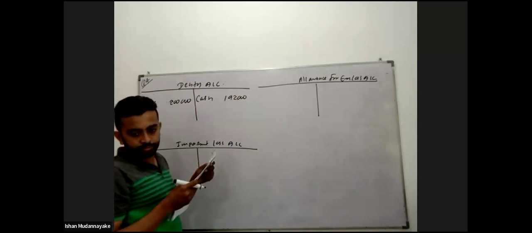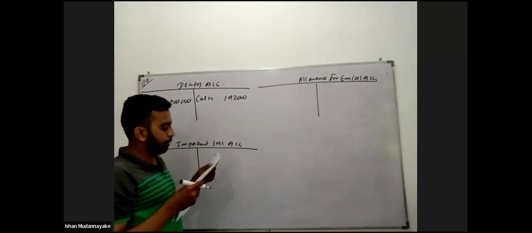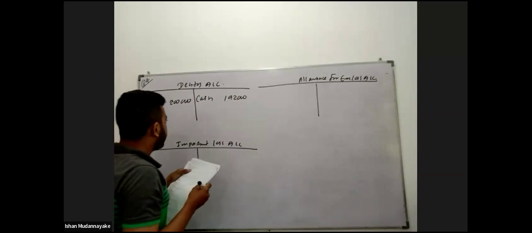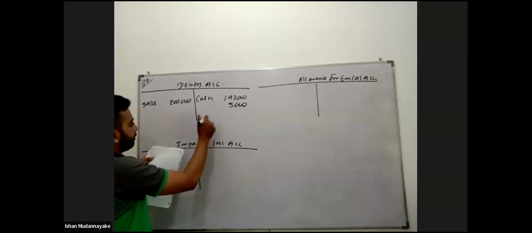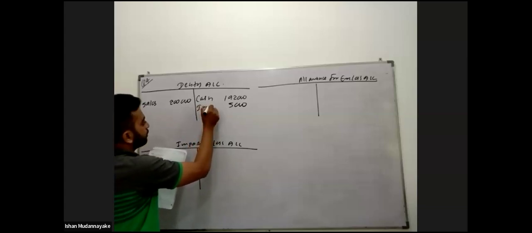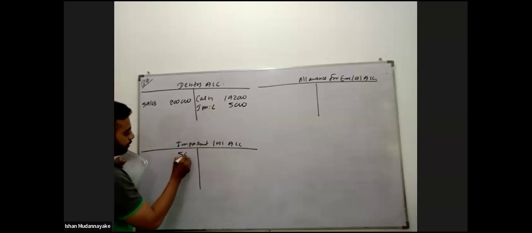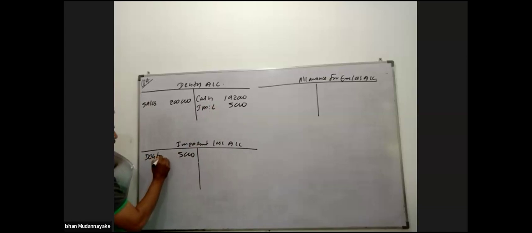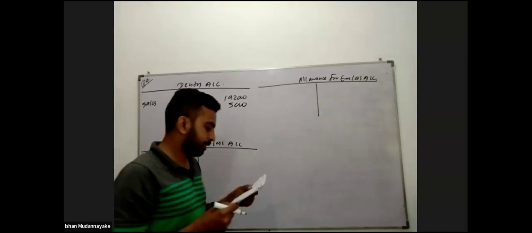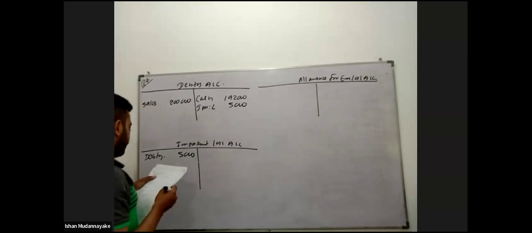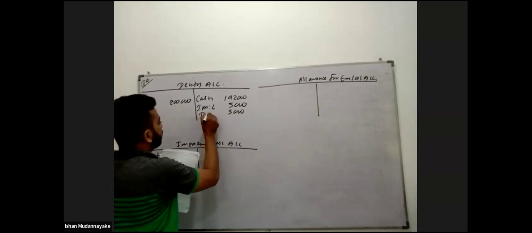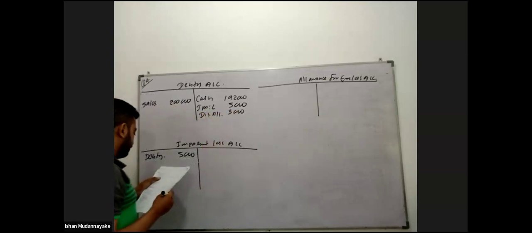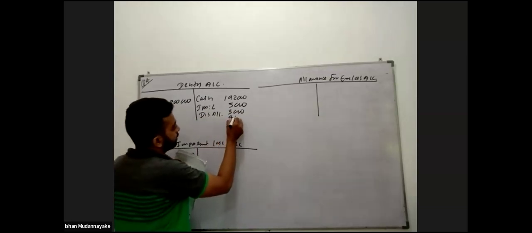Impairment loss 5,000: debtors account credit 5,000, impairment loss account debit 5,000. Discount allowed 3,000: discount allowed account debit, debtors account credit 3,000. Sales return: sales return account debit, debtors account credit 4,000.